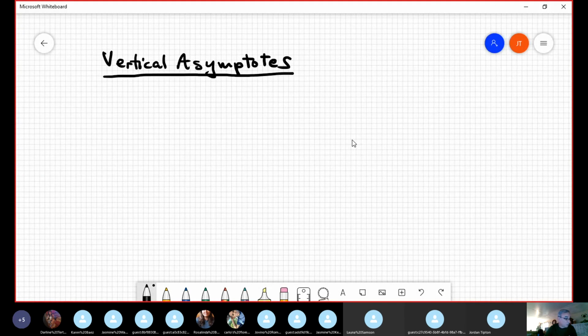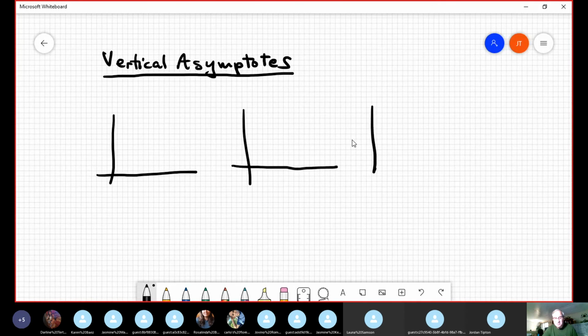We have 4 kinds of vertical asymptote. Let me try to do a sketch to understand vertical asymptote. We have 4.